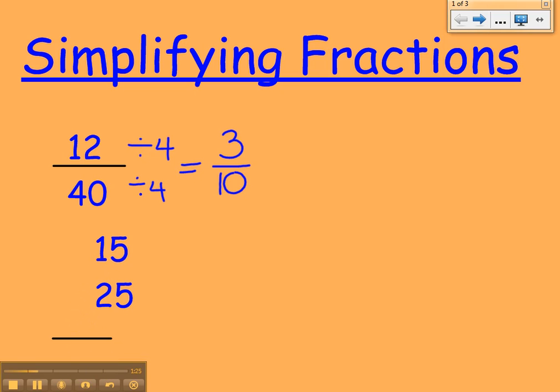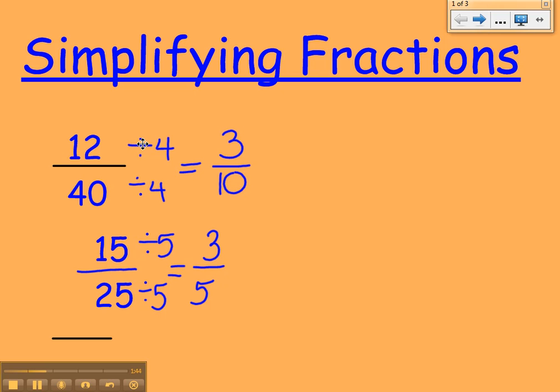Let's do one more practicing with this. If I have 15 over 25, I know my divisibility rule. Since they both end in 5, I can divide them both by 5. So I'm going to do 15 divided by 5 and 25 divided by 5 to get a simplified answer of 3/5. That would be how I simplify fractions.